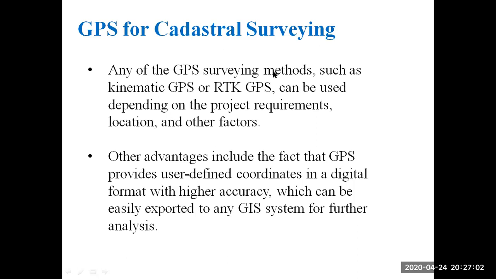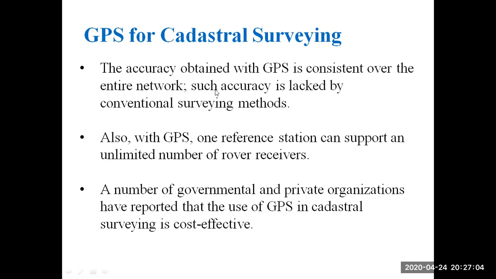The accuracy obtained with GPS is consistent over the entire network. Such accuracy is lacking in conventional surveying methods. In conventional surveying methods, accuracy is the drawback, but by using GPS, the accuracy is consistent over the entire network. Also, with GPS, one reference station can support an unlimited number of rover receivers.